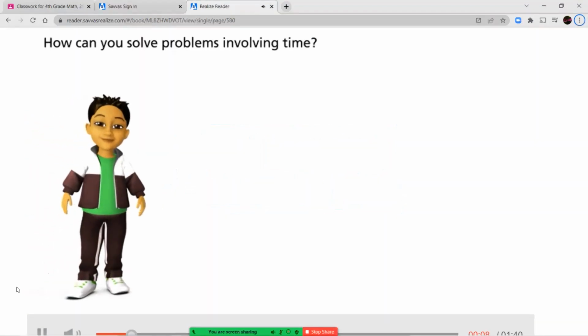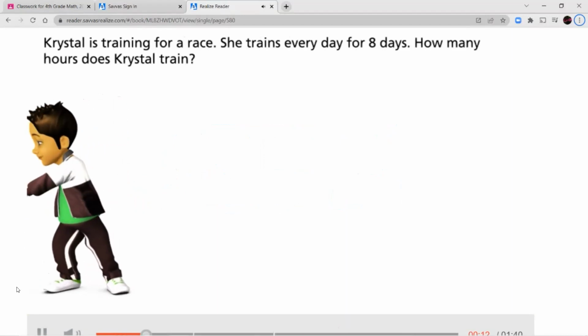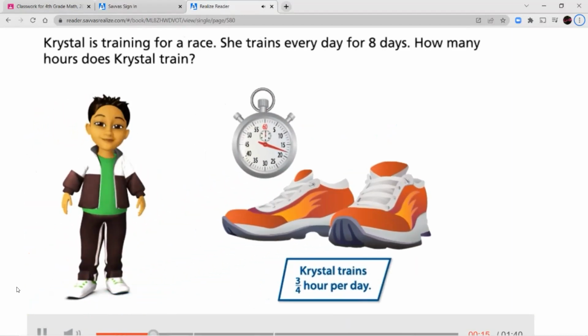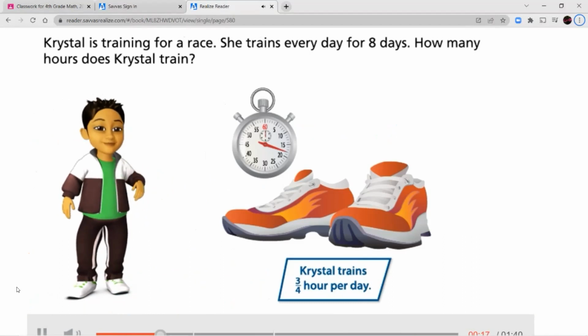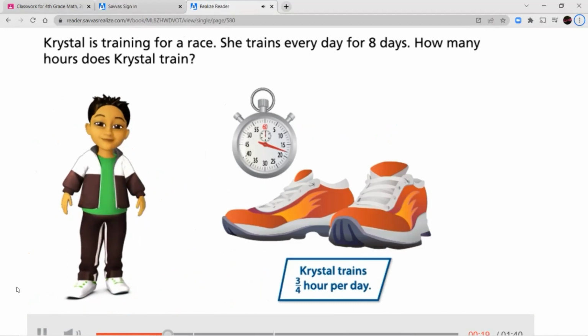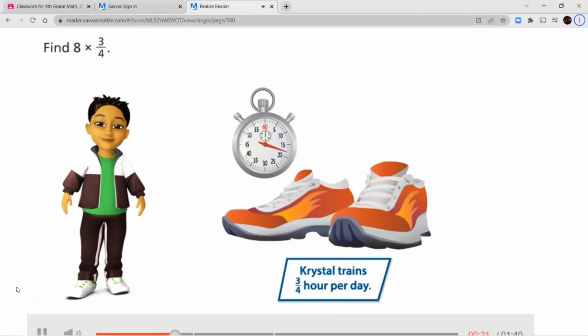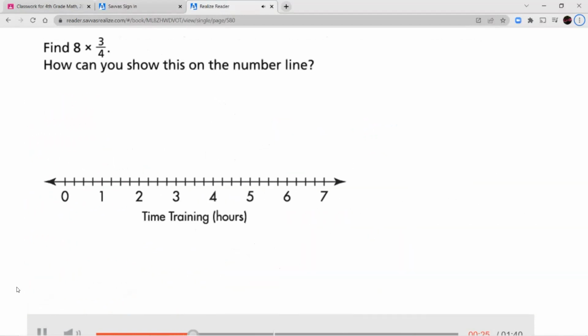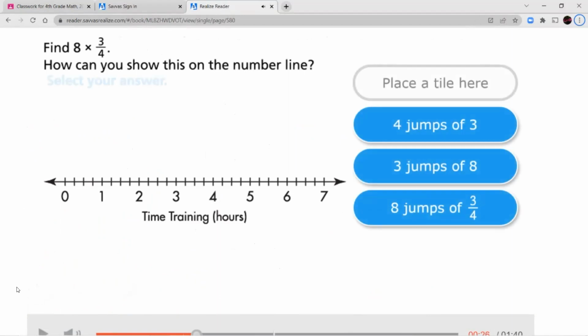How can you solve problems involving time? Crystal is training for a race. She trains every day for 8 days. How many hours does Crystal train? Find 8 times 3/4. How can you show this on the number line? Select your answer.